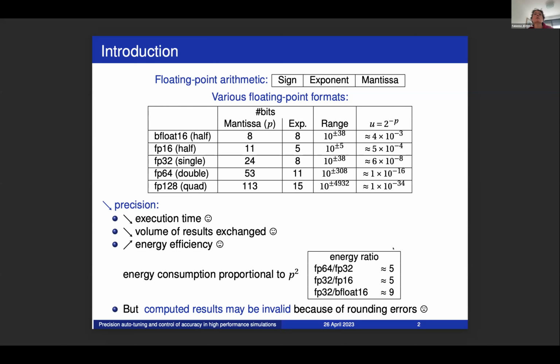Actually, the energy consumption is proportional to p squared, where p is a number of bits in the mantissa. So if you go from double to single precision, you will consume 5 times less energy. And if you go from single to half precision, you will consume between 5 to 9 times less energy, depending on your format. But of course, computed results may be invalid because of rounding errors.